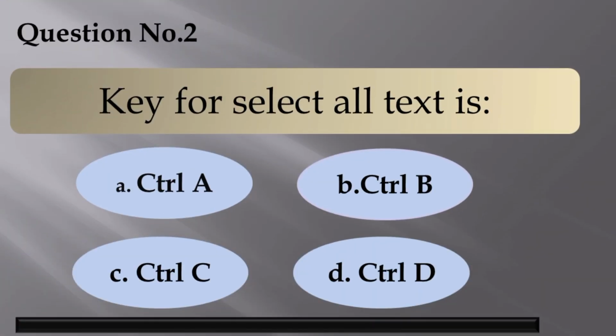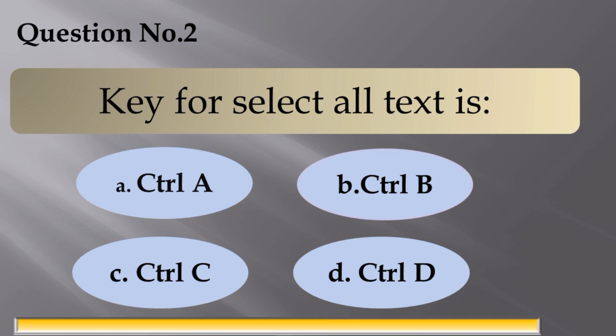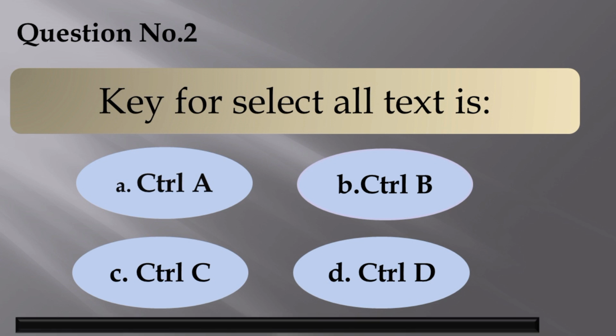Question number 2. Key for select all text is. The right answer is option A, Control A.